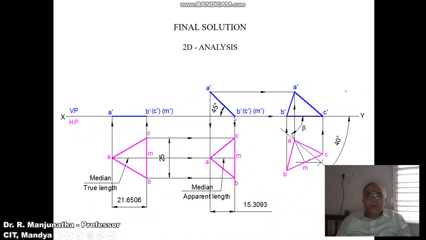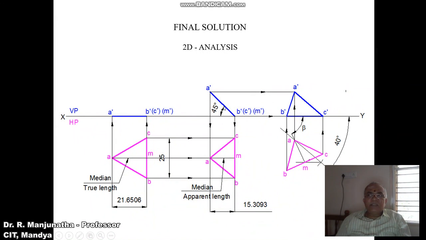Then draw a vertical projector from B dash, C dash and M dash, and draw a horizontal projector from B, C and M. All these three points are going to intersect at B, M and C. Similarly, draw a vertical projector from A dash and draw a horizontal projector from A. Both these two lines are going to intersect at this point, and you mark the point as A. Then join A to B, B to C, C to A with a dark line. You mark this point as M.